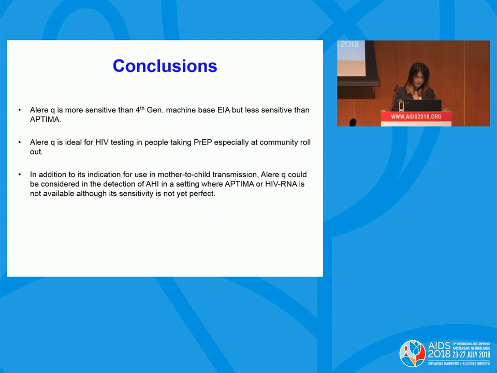Acute is more sensitive than fourth-generation machine-based enzyme immunoassay but less sensitive than Optima. Acute is ideal for HIV testing in PrEP, especially at community rollout. In addition to its indication for use in mother-to-child transmission, Acute could be considered in the detection of acute HIV infection in settings where Optima or HIV RNA is not available, although its sensitivity is not yet perfect.